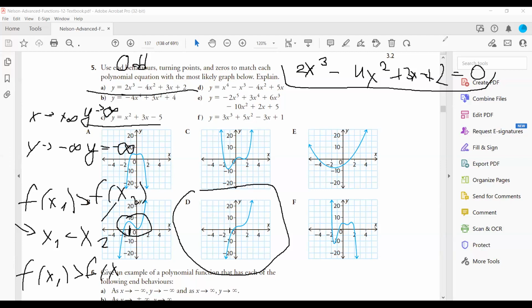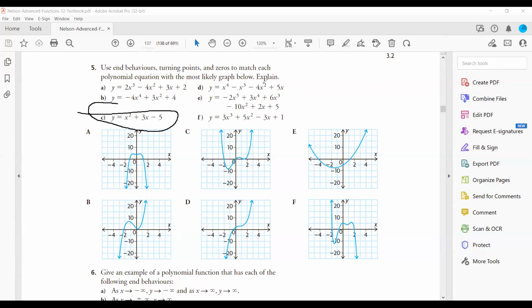So can you please do example C on your own right now? Because it's a simple quadratic function, it's easier to find roots. So please do C and tell me your answer.